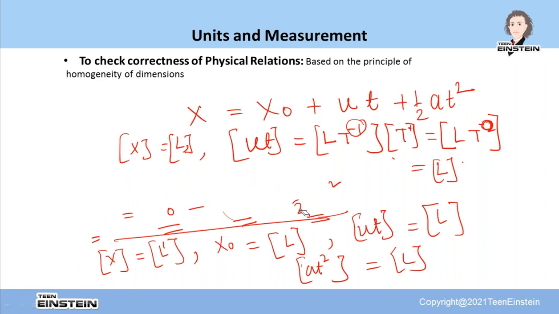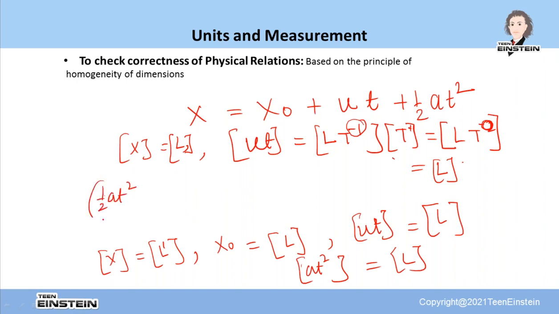Now we'll take the final one, that is 8 square. So for 8 square also we have to prove that it has a dimension of length only. As I said, half 8 square is an algebraic constant, so this is dimensionless. Okay, so the only dimension will be here for A and for the square.